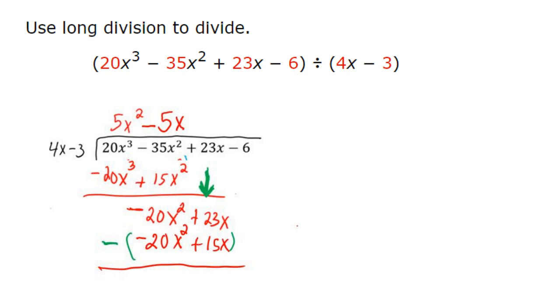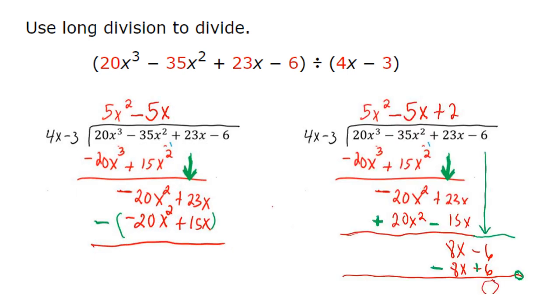So we have negative 5x times 4x is a negative 20x squared. A negative 5x times a negative 3 is going to give me a positive 15x. But then I subtract, and I'm going to do it again. Since I'm subtracting in polynomials, I need to distribute that negative symbol. So when I do that, it's going to give me a negative times a negative 20 gives me a positive 20x squared. A negative times a positive 15x gives me a negative 15x.